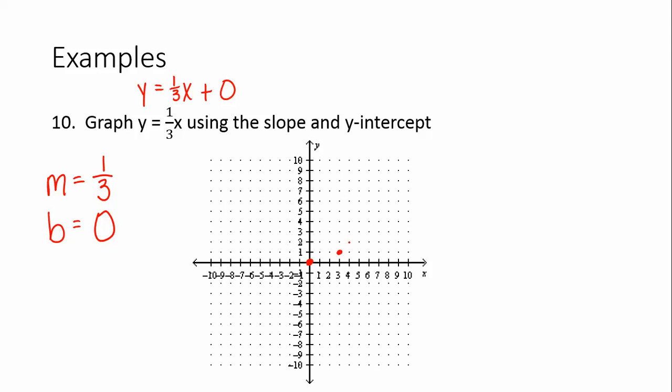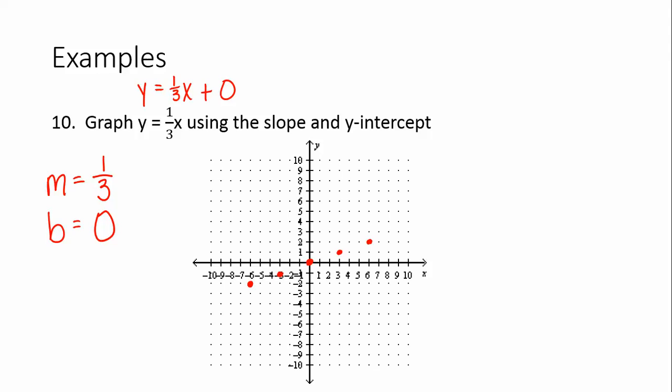Again, up 1 over 3. There's 2 in that direction. Now if I want to go the other way, down 1 over 3. Again, down 1 over 3. And that one's a little low. And now you can see our line.